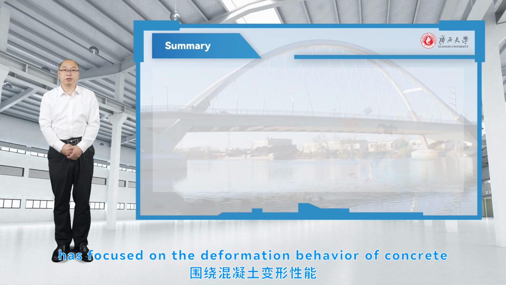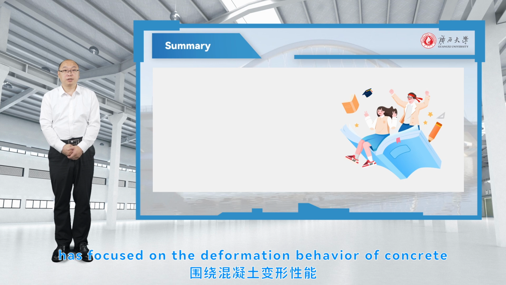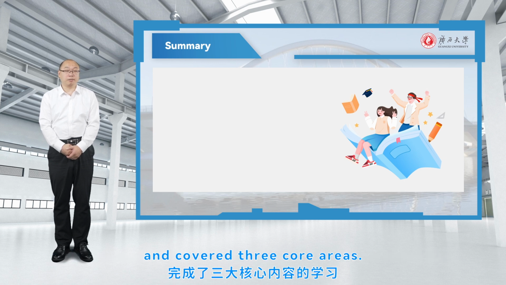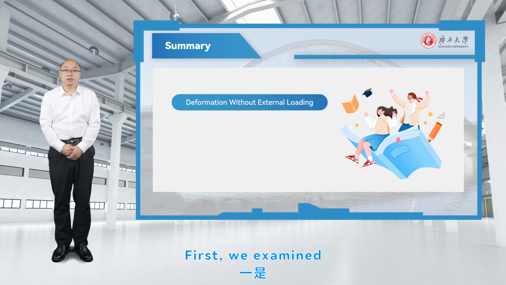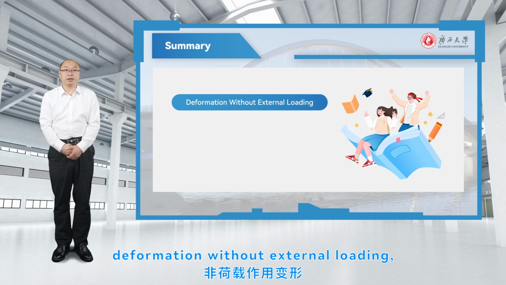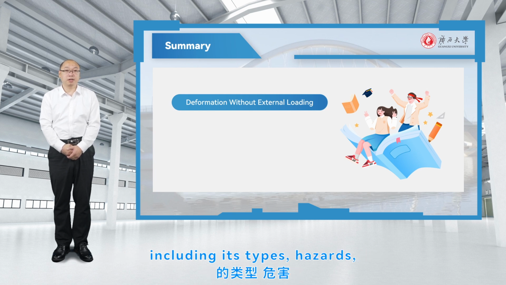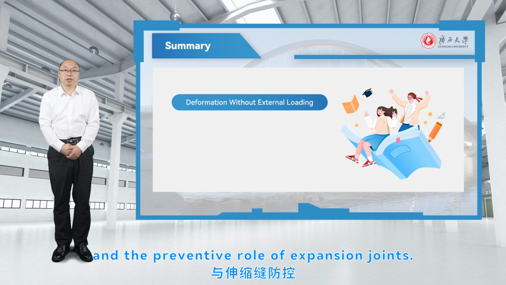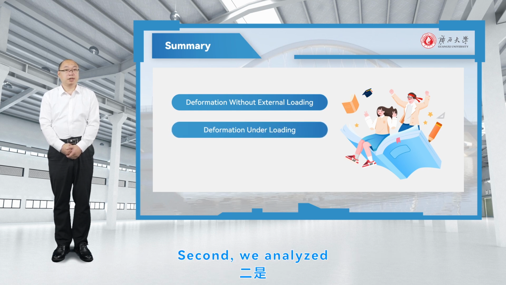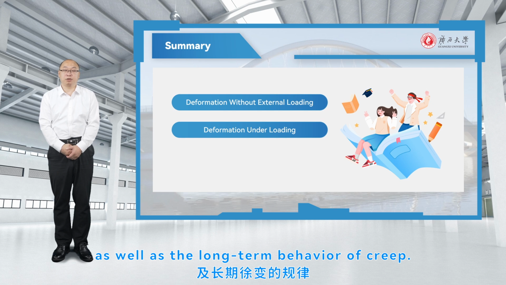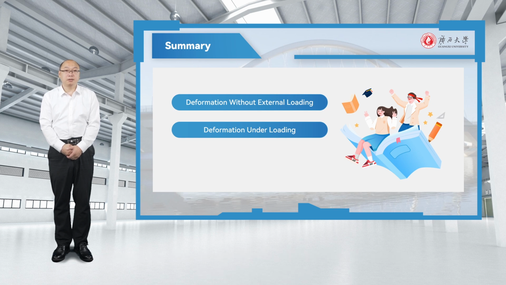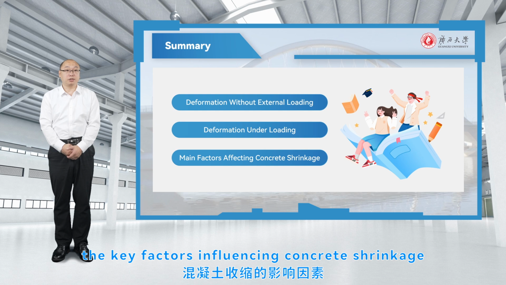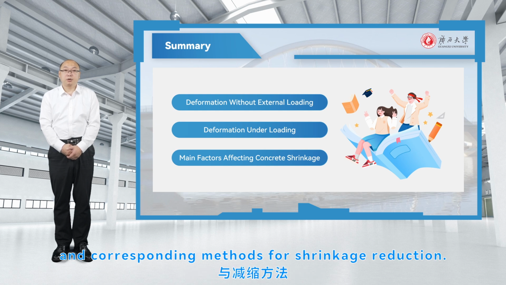This lesson is focused on the deformation behavior of concrete and covered 3 core areas. First, we examined deformation without external loading, including its types, hazards, and the preventive role of expansion joints. Second, we analyzed deformation under loading, covering short-term elastic and plastic deformation, as well as the long-term behavior of creep. Third, we discussed the key factors influencing concrete shrinkage and corresponding methods for shrinkage reduction.